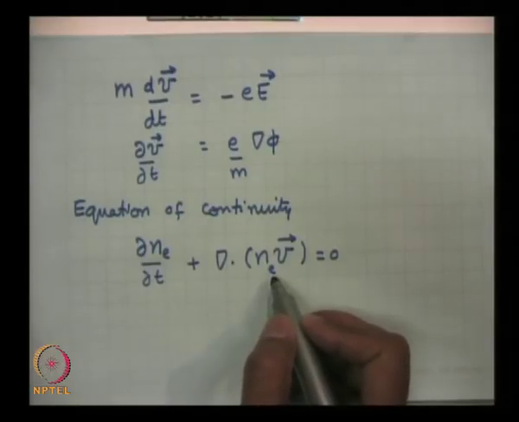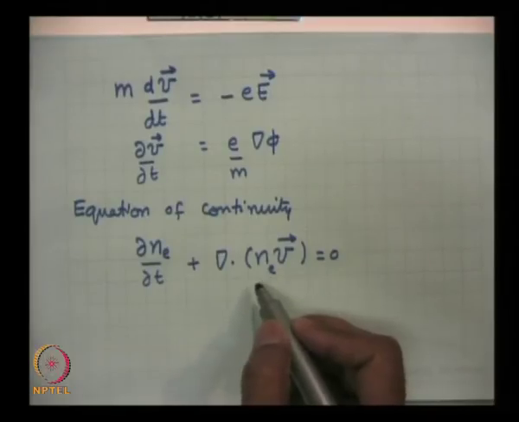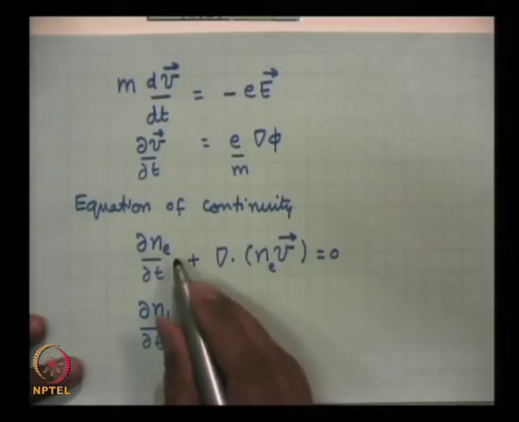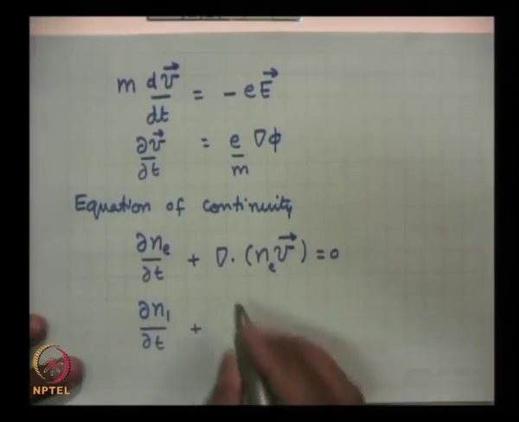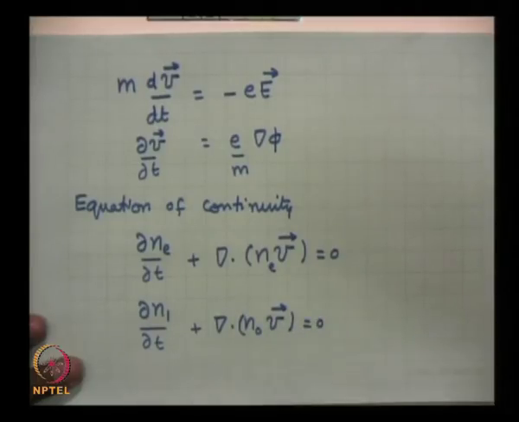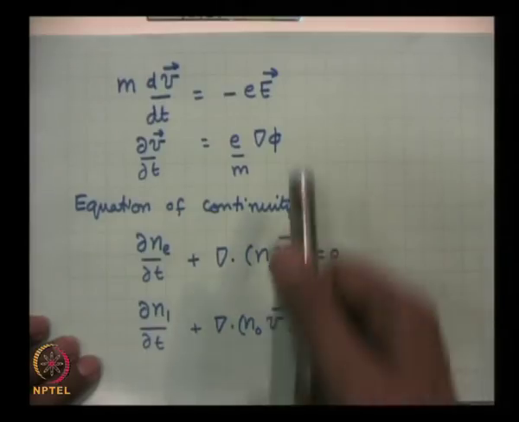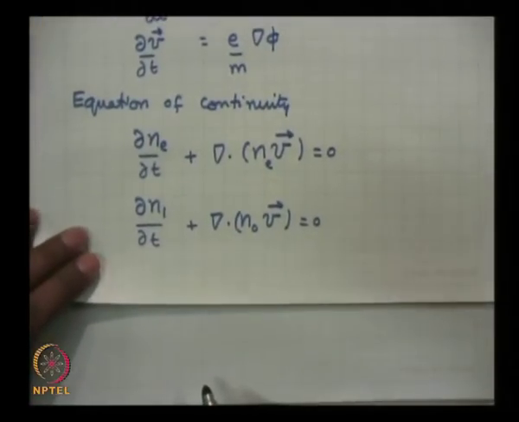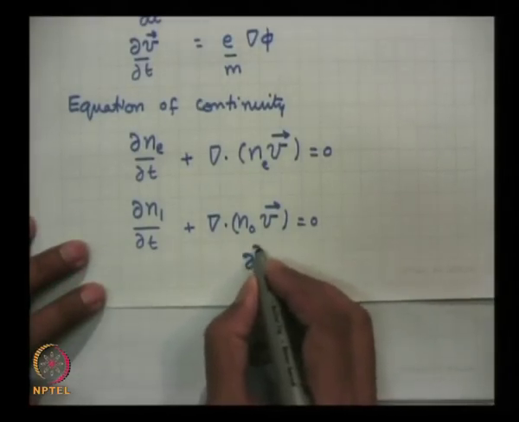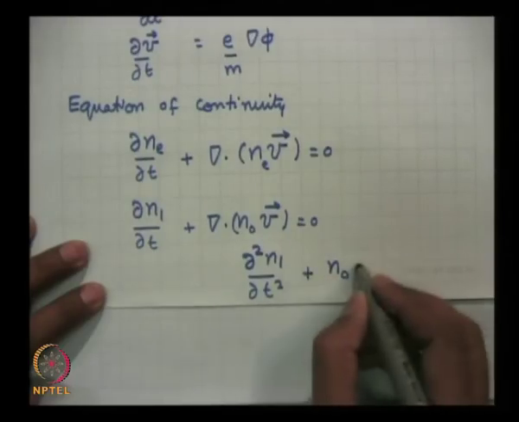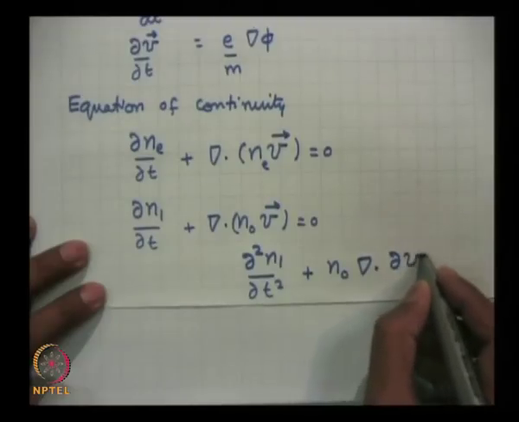Well, n e is the sum of n0 and n1. If n1 is very small compared to n0, I can approximately write this equation as delta n1 by delta t, because n0 does not depend on time. So, the time-derivative term is simply n1 here, because delta n0 by delta t is 0, plus divergence of n0 v is equal to 0. If I differentiate this equation with time once, I will get delta v by delta t here, then I can use the velocity equation. And this equation then will become, let me write this: delta 2 n1 by delta t square plus n0, which I can take out, divergence of delta v by delta t.